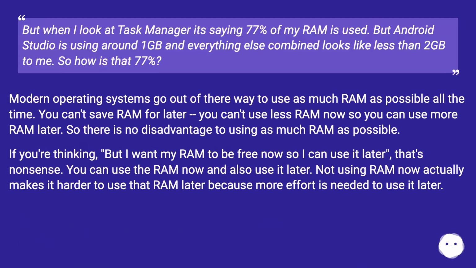But when I look at Task Manager, it's saying 77% of my RAM is used. But Android Studio is using around 1 GB and everything else combined looks like less than 2 GB to me. So how is that 77%?